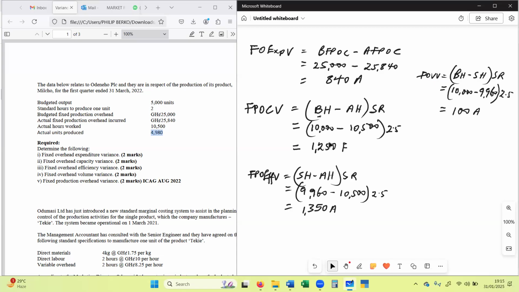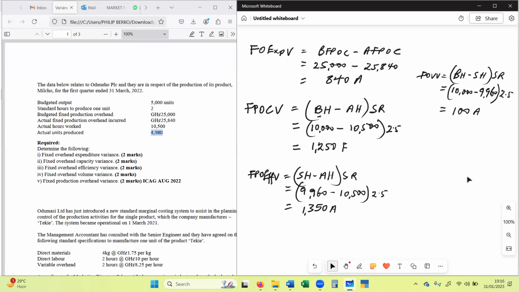So is anything under the fixed production overhead cost variance the opposite? No, this is only volume and capacity. If you look at their formulas, they both start with budgeted hours. Once it starts with the budgeted hours, then when you are interpreting it, the opposite is the case. It's only those two. The rest, normal interpretation.